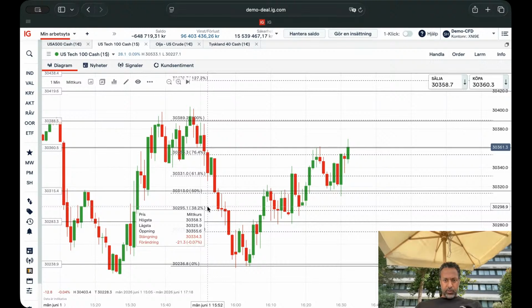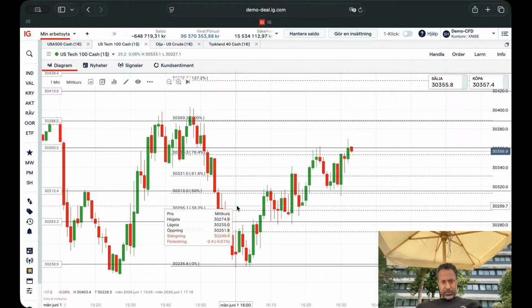So we broke above the resistance line and the Fibonacci retracement level. So we'll see if this trend can continue up. It's a bit weak. Dangerous.